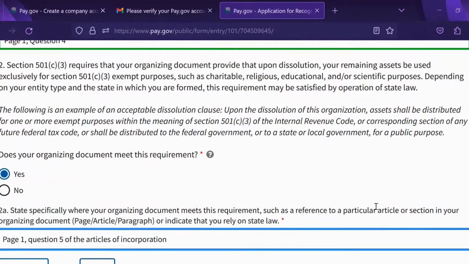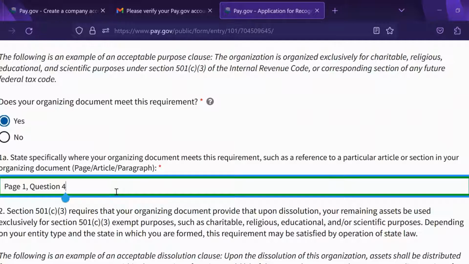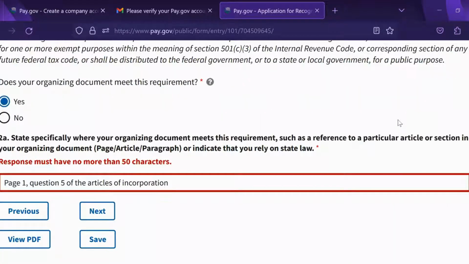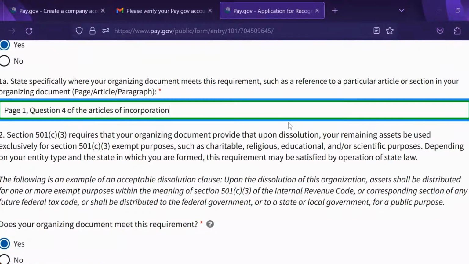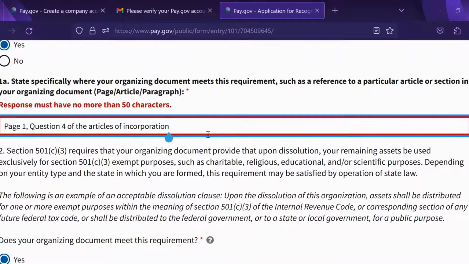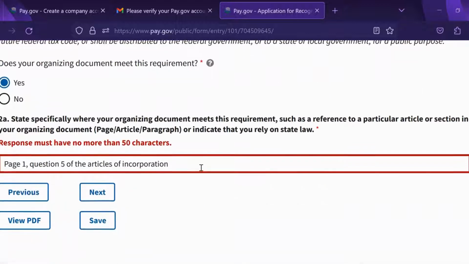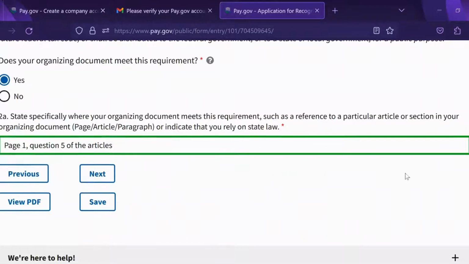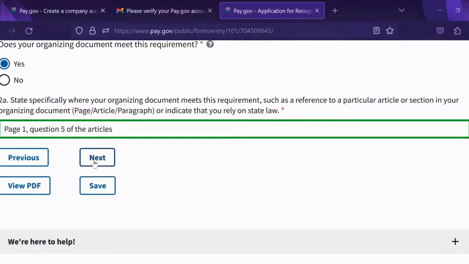And let's add "of the articles of incorporation." You want to be as specific as possible. That's too long. We'll just say the articles. Okay. And let's go to the next page.